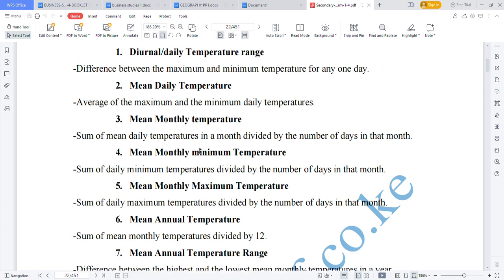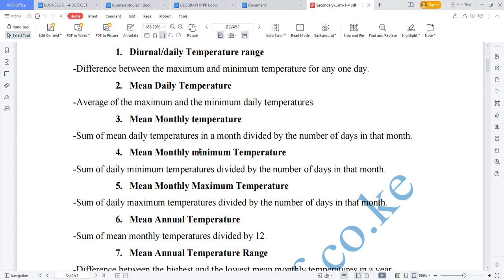Then what is mean daily temperature? Simply, it is the average of the maximum and the minimum daily temperatures. Mean daily temperature is the average of the maximum and the minimum daily temperatures.